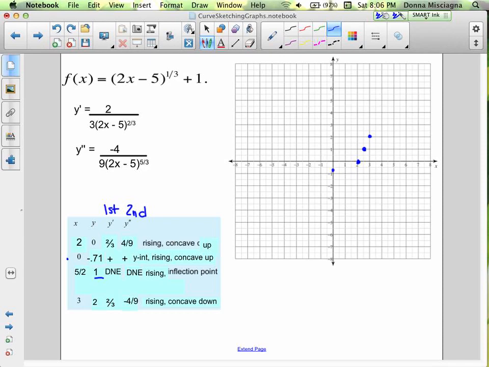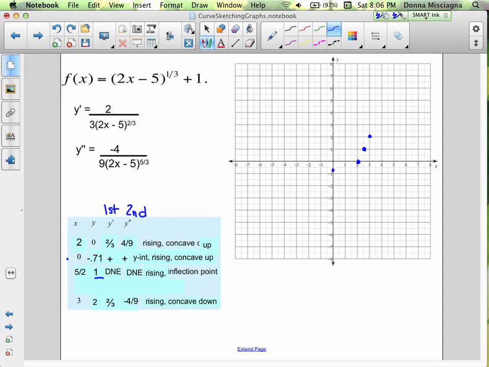Right, at 2, still rising, 2, 0, still rising, concave up, no changes there. At 5/2, we get to an inflection point. We change concavity. After that, still rising, because that first derivative is still positive. First derivative is positive everywhere, right? But the second derivative is negative, so we're concave down. All right? And this is a cube root, so you should have in your mind what a cube root looks like.